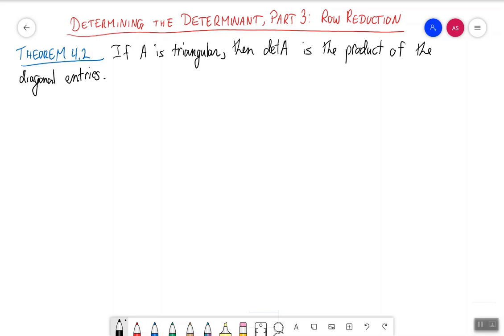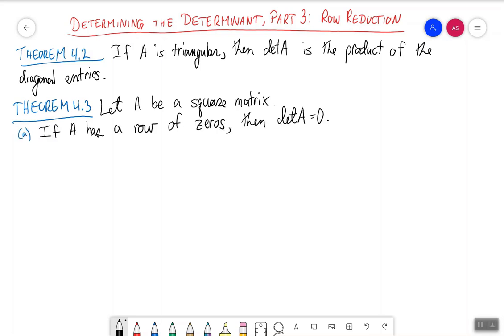Just as we can use row reduction, use Gaussian elimination to find the inverse of a square matrix if it exists, we can use Gaussian elimination to determine the determinant of a matrix. We're going to need another theorem. Let A be a square matrix. If A has a row of zeros, then the determinant of A is 0.